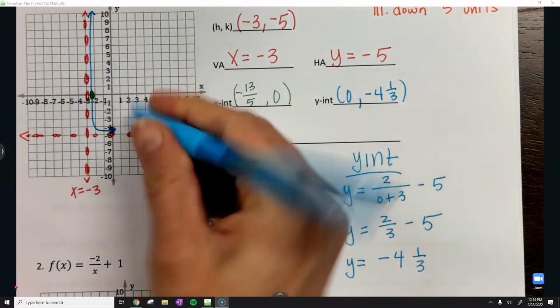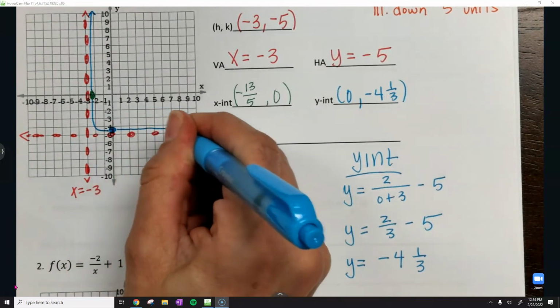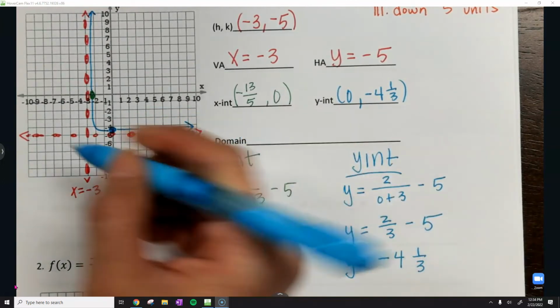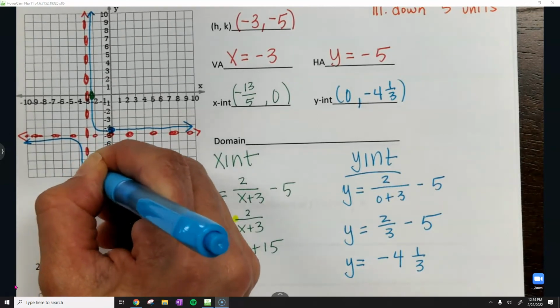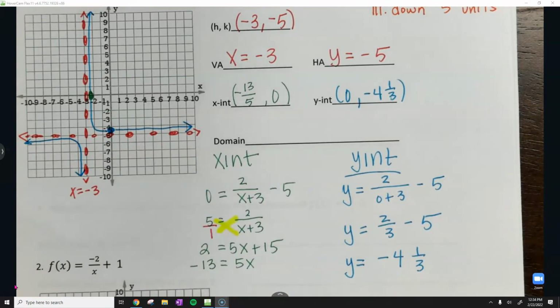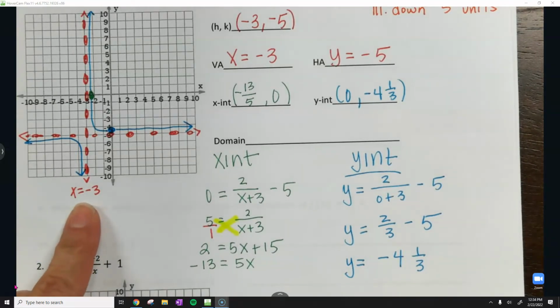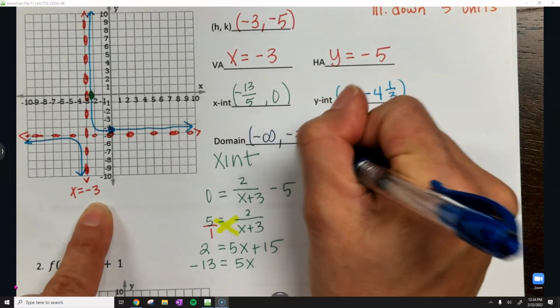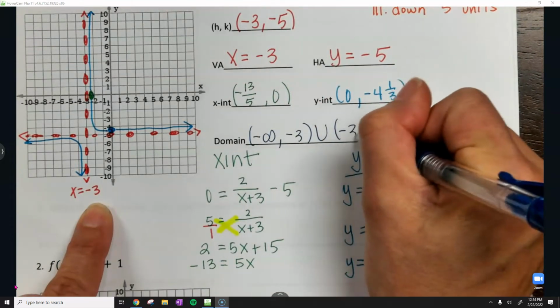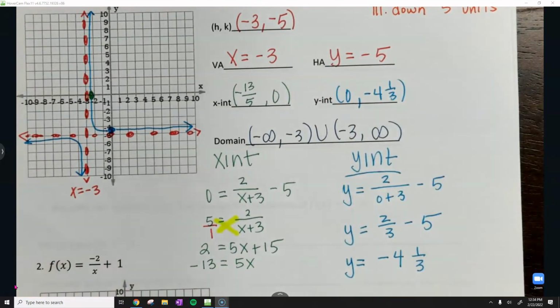Just sketch the best you can, guys. Stay as close to those boundaries as possible. And remember, the missing branch is always on the opposite diagonal. All right, we have a vertical line right here at the -3. That's the only thing you need to block out in your domain. So your domain is -infinity to that -3, and then you just pick it right back up where you left off to +infinity.